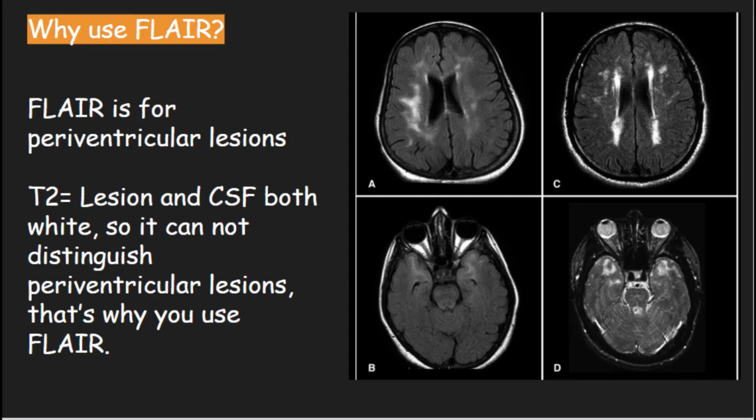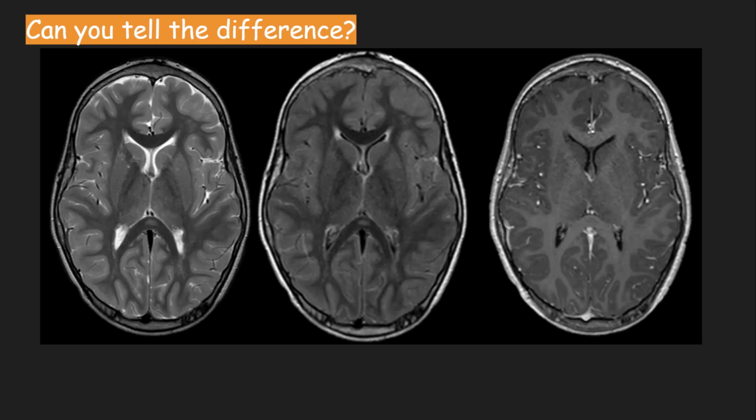Okay, what is the purpose of using FLAIR imaging if it is so similar to T2? Since on T2 the pathology and CSF appear white, you can't really tell where the lesion ends and the ventricles begin, if the lesion is located in close proximity to the ventricles. So if the CSF was black, you would be able to spot the boundaries of the lesion, and that's exactly why we use FLAIR imaging in the first place.